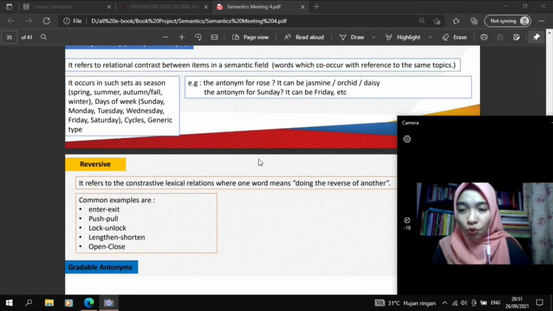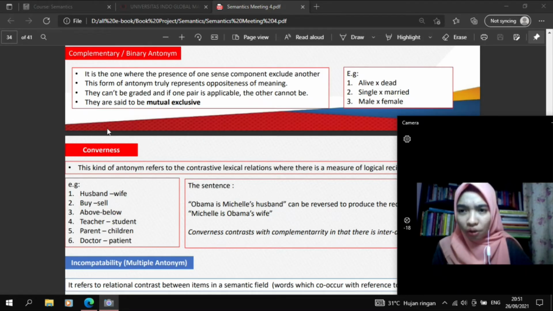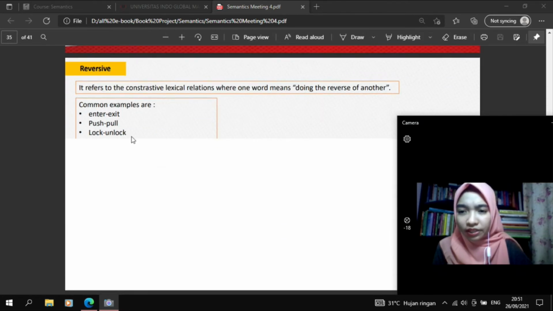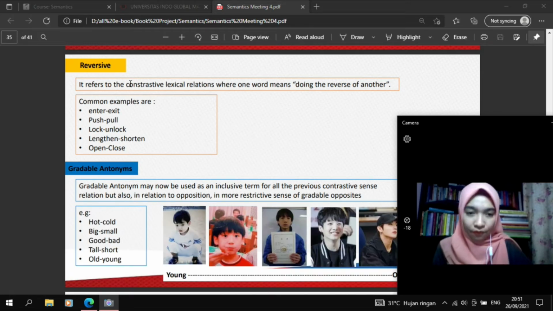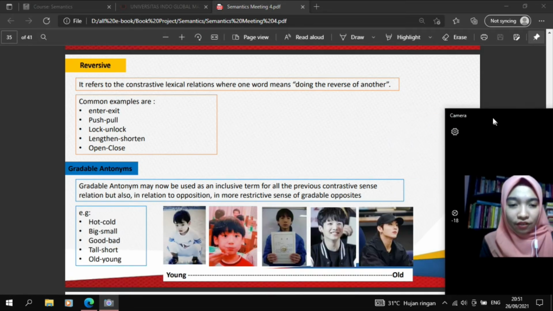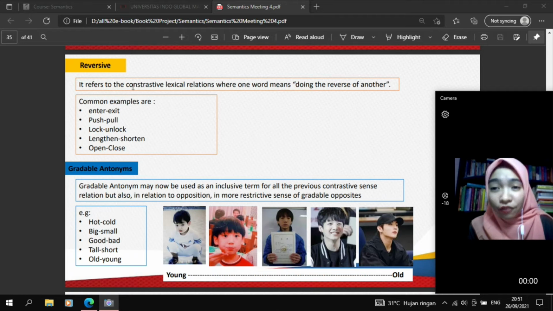Now the third, is it the third? The fourth, one, complementary, converseness, incompatibility. Now we're going to reversive. So what is reversive? Okay, it refers to the constructive lexical relation where one word means doing the reverse of another. This is very easy.